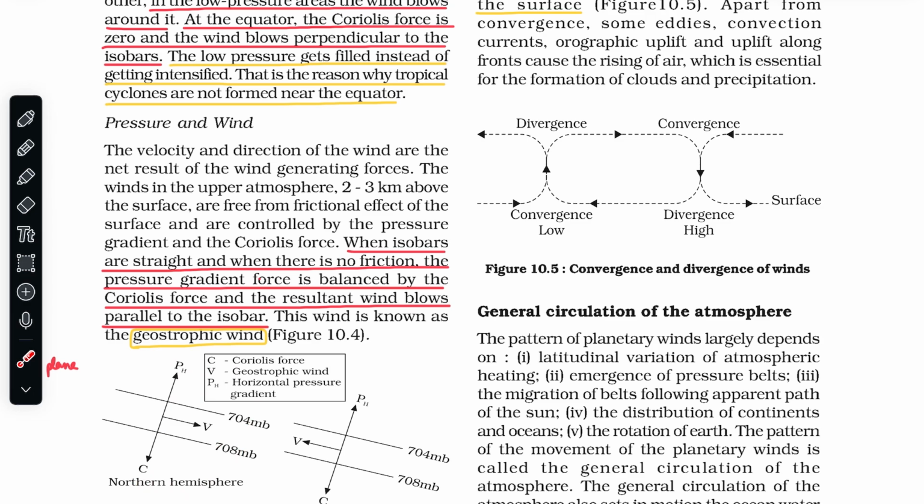So the velocity and direction of the winds are the net result of the wind generating forces. The wind in the upper atmosphere, 2 to 3 kilometers above the surface, is free from frictional effect. The surface winds are controlled by the pressure gradient and the Coriolis force. When isobars are straight and there is no friction, the pressure gradient force is balanced by the Coriolis force and the resultant wind blows parallel to the isobar. This wind is known as the geostrophic wind.